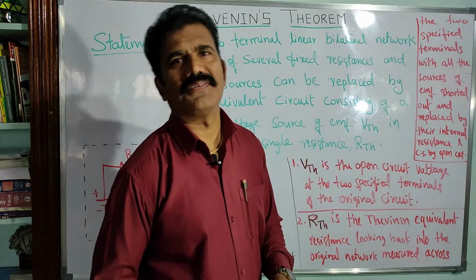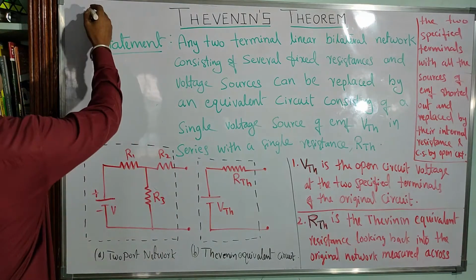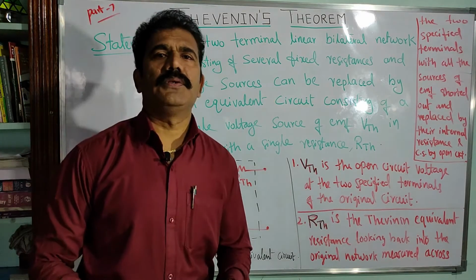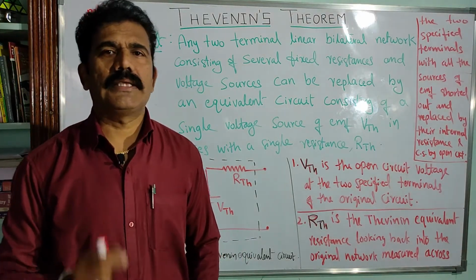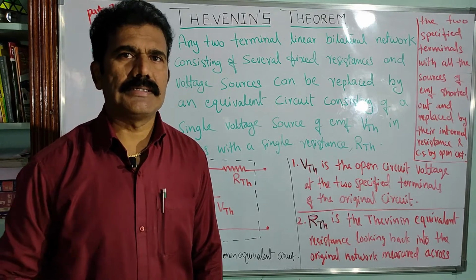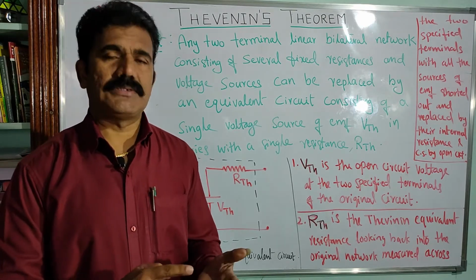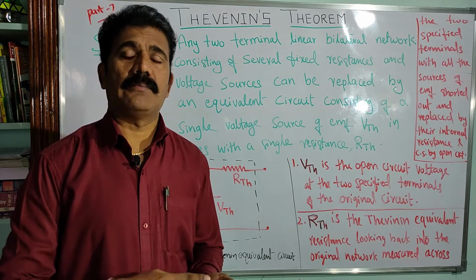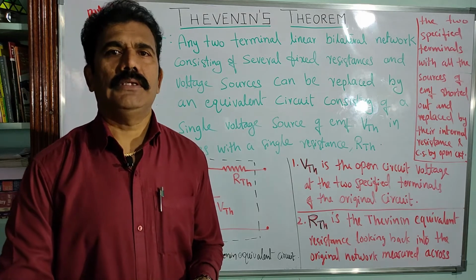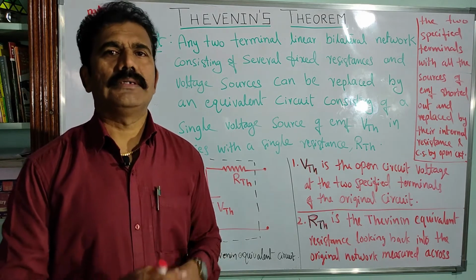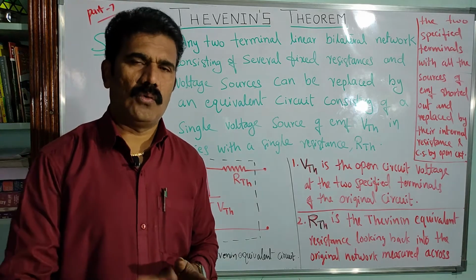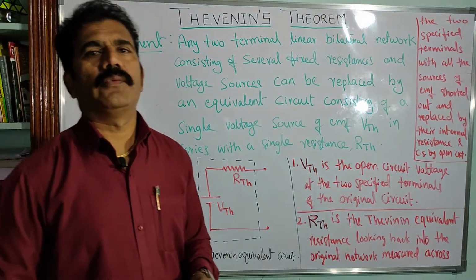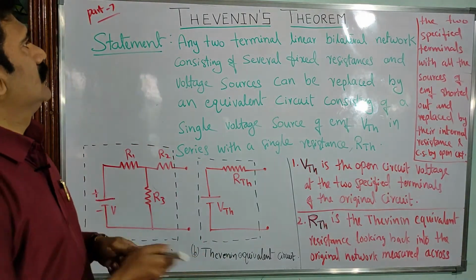Hello students, so this is video number 7 for you, I think, right? Part 7. In the previous video I mentioned the theorems to be discussed in the chapter DC circuit analysis: Thevenin's theorem, Norton's theorem, superposition theorem, maximum power transfer theorem, and reciprocity theorem. Now we have to discuss how these theorems work to analyze DC circuits, one by one. In this video I am going to start with the first theorem, Thevenin's theorem.